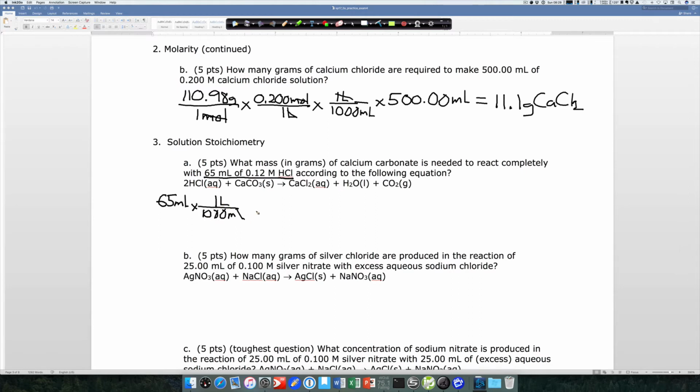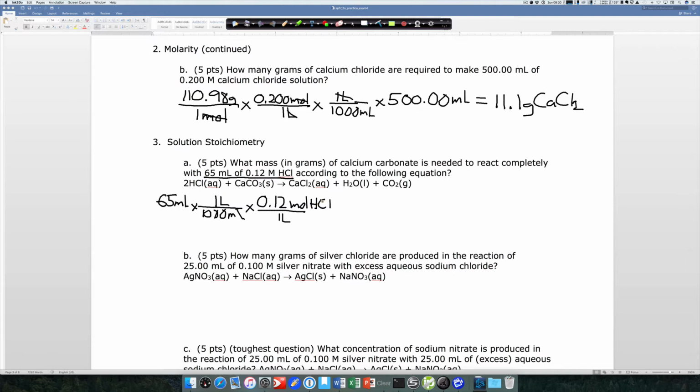That's 1,000 milliliters. I don't know what is going on with my pen today, but it is laggy, and hence the bad writing. I apologize yet again. 0.12 moles per liter. So right here we've got the milliliters canceling with milliliters, and then liters with liters cancel, and we've got moles HCl. That's how we get to moles once we have a sample volume and a molar concentration.